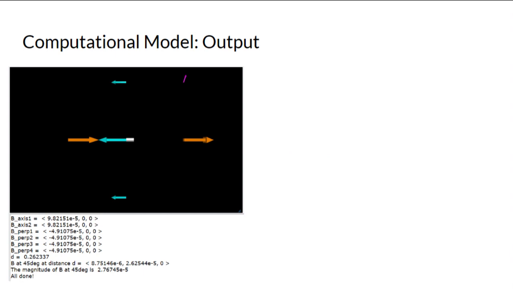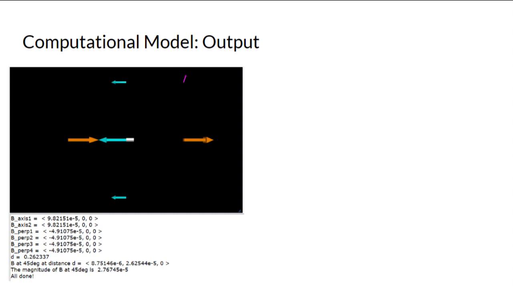Here's a visualization of the code results. The 2 orange arrows are the on-axis magnetic fields, and notice that their magnitude is twice that of the perpendicular axis magnetic fields, which coincides with the given formula. The 4 cyan arrows represent the perpendicular axis magnetic fields, and the magenta arrows the magnetic field produced at 45 degrees off the observation axis.